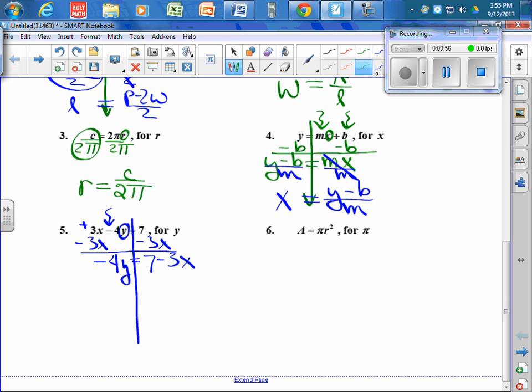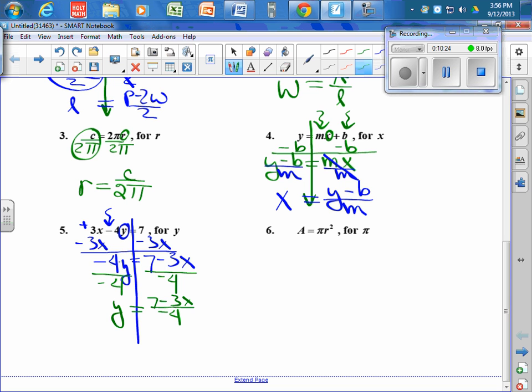And what do we need to do to get the y by itself? Do we need to add 4 to both sides? It is a negative 4, right? But it's negative 4 times y. So to undo, to cancel the times, we divide both sides by negative 4. So the negative 4's cancel, and I have my y by itself. That's what I'm looking for. So what do I have on the right side? 7 minus 3x all over negative 4.